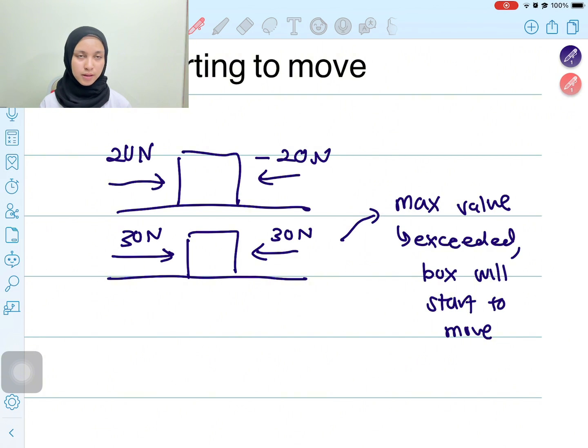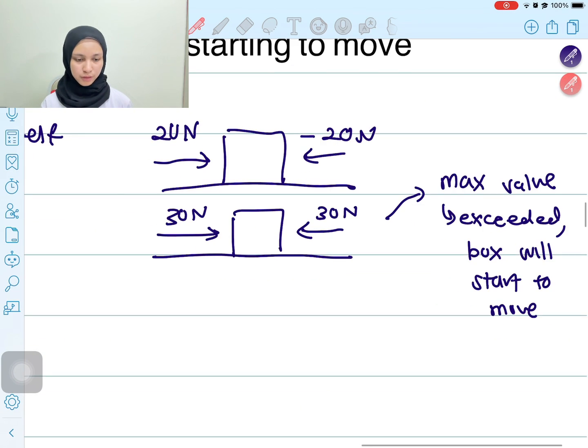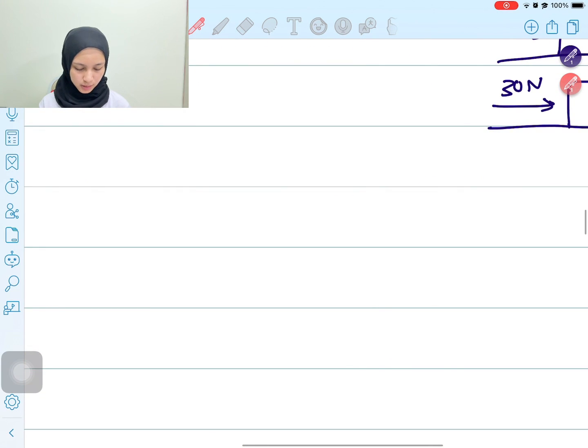So what's the formula for static friction? The formula is: static friction force is less than or equal to the coefficient of static friction multiplied by the normal force. So I'm going to break down this equation for you.